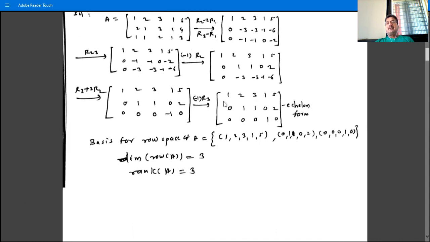There are 3 rows, so form the 3 vectors from the 3 rows. The first vector is (1, 2, 3, 1, 5), the second vector is (0, 1, 1, 0, 2), and the third vector is (0, 0, 0, 1, 0). This is the basis for the row space of A. The dimension of the row space of A is 3, and the rank of A is 3.